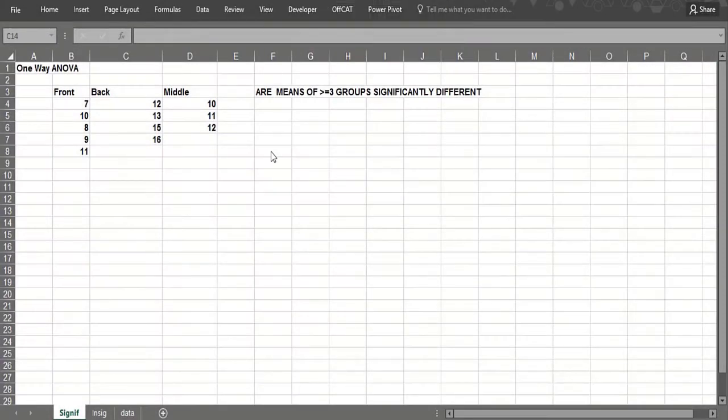In this video, we're going to discuss one-way analysis of variance, or one-way ANOVA. Essentially, what you're trying to do is figure out: are the means of three or more groups significantly different? You could actually do two groups, but most people do three or more groups.